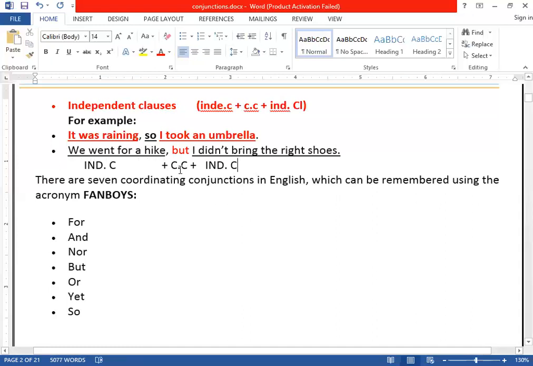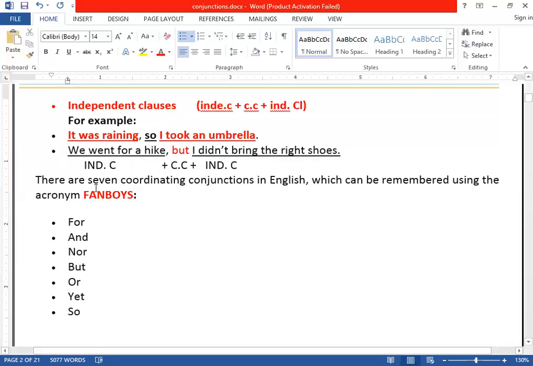Coordinating conjunctions are 7 in number. Clear? How many do we have? 7 in number. You can understand them with the help of a formula. And what is the formula? That is FANBOYS. We've got an acronym. With the help of this acronym, you can understand coordinating conjunctions. That is FANBOYS.